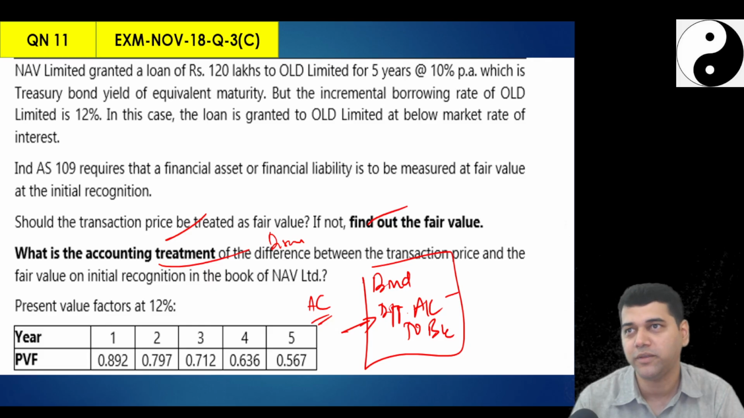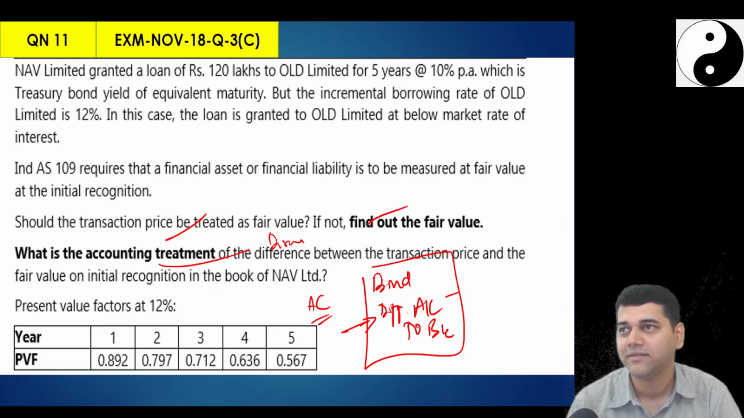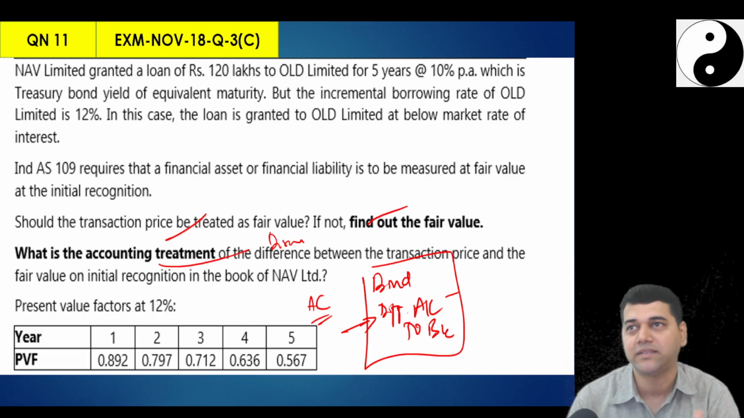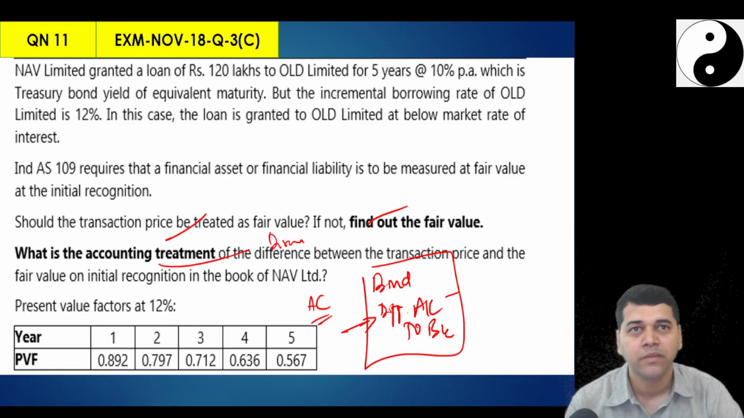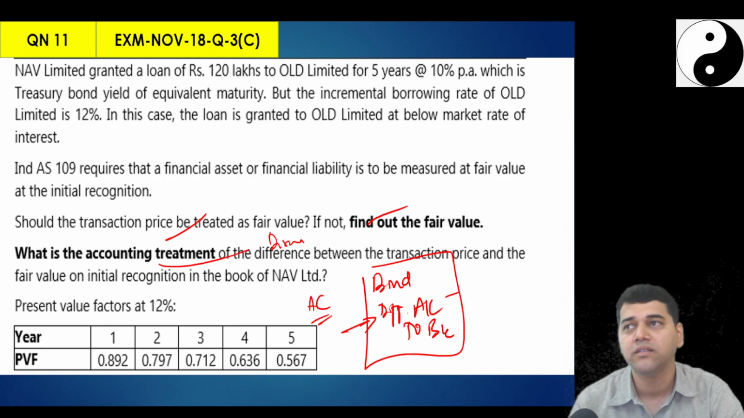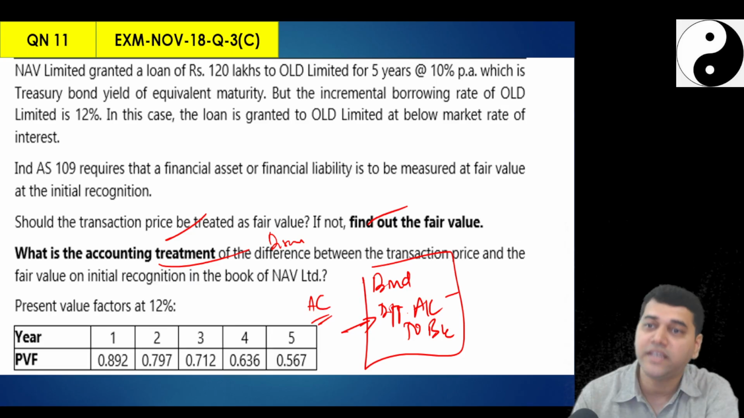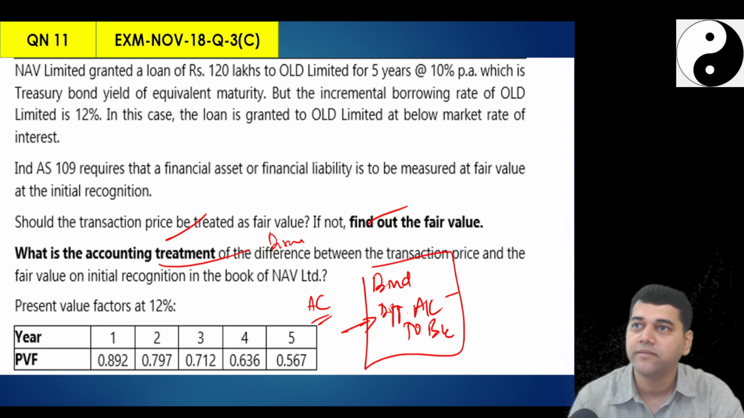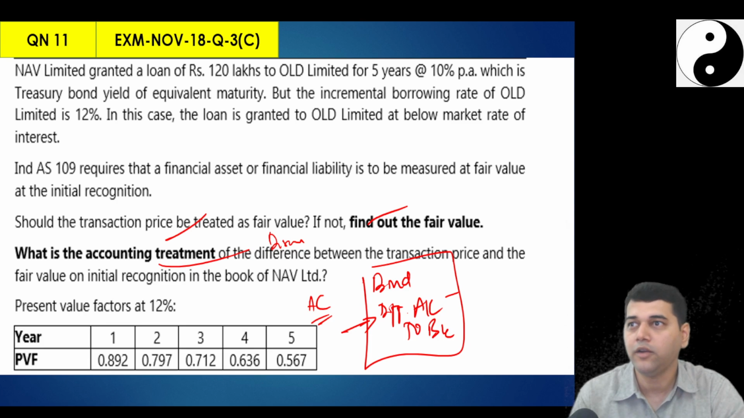Proportionate. Why? On what basis are you telling? Baba, see, in all these problems we saw, there was one underlying base. Either it was a security deposit for a lease, or an employee loan, or a parent giving to a subsidiary. Here tell me, who is NAV, who is Old here? What is the relationship? Why do they give off market? I don't know. Have they told you?